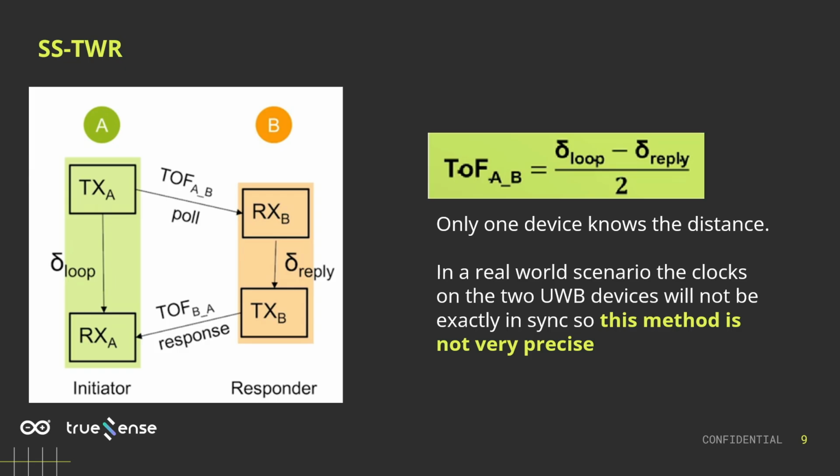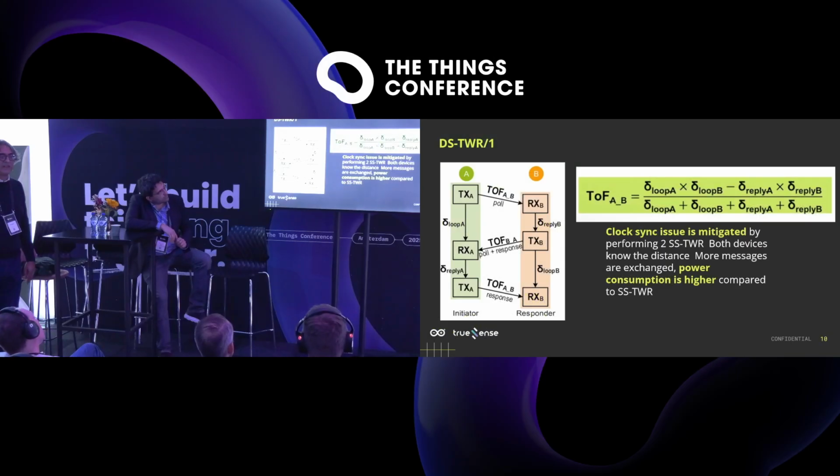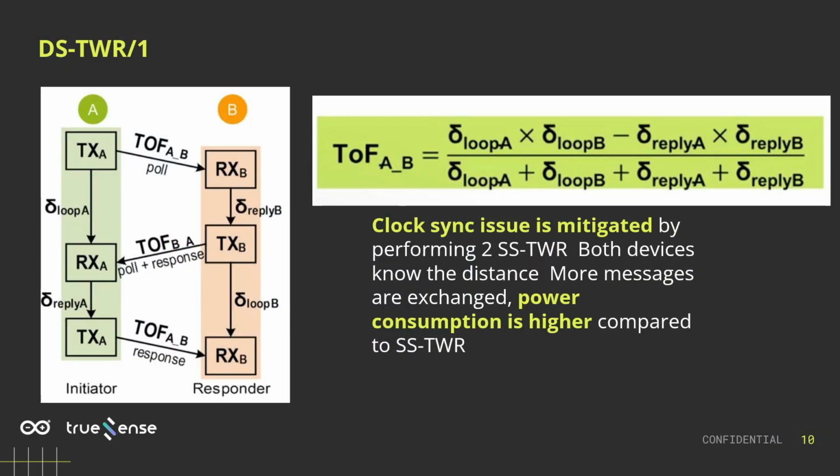The other method that closes this issue is the double-sided two-way ranging, where you have more messages exchanged, and by this you can basically also calculate the clock skew, and so you get a better precision, at the cost of the fact that for getting a single measurement, you are exchanging more messages, and so this method will be a little bit more power hungry compared to the single-sided two-way ranging.